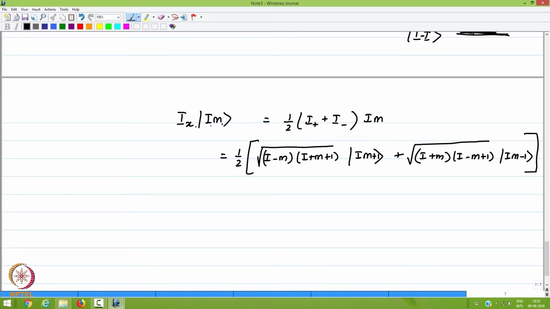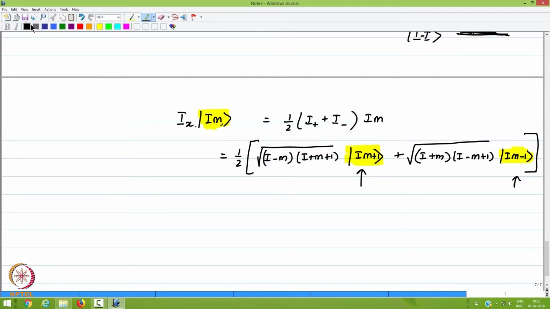Therefore, the state Im is not an eigenfunction of the operator Ix, the same way like the Pauli spin matrix Ix was not giving you the eigenvalue for the alpha state or the beta state. It gives you im plus 1 or im minus 1. So, let me just highlight that alone. The state im when it is acted on by ix gives you im plus 1 or im minus 1.